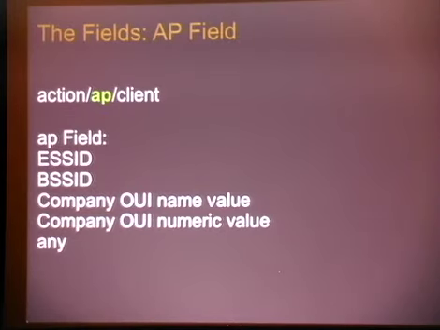The AP field is a little bit different. You can do kicks based on ESSID, BSSID, a company OUI name, or a numeric value. By name I mean you can type in Apple Computer. If you've ever looked at the OUI file, and I'll use Apple as an example just because I hate them, they're in the OUI file about 12 different times: Apple Computer, Apple Comma Computer, Apple Computer Corporation. So I do some regex matching to make it a little easier. We'll get into that later. You can also use the numeric value and kick based on a single OUI, which allows some other fun things. And you can kick based on any.